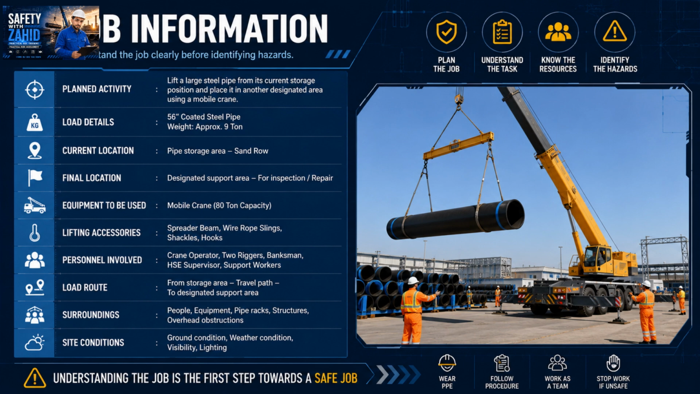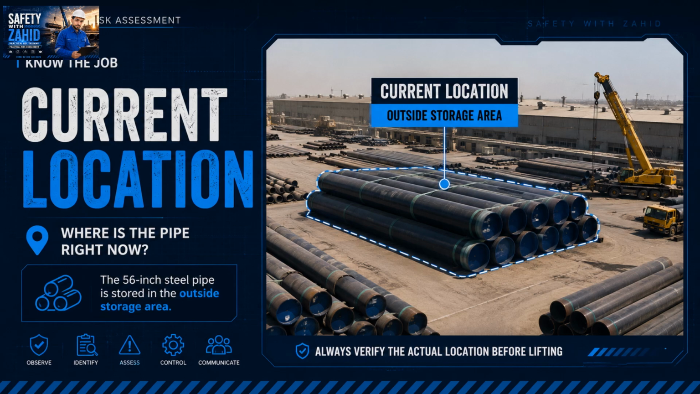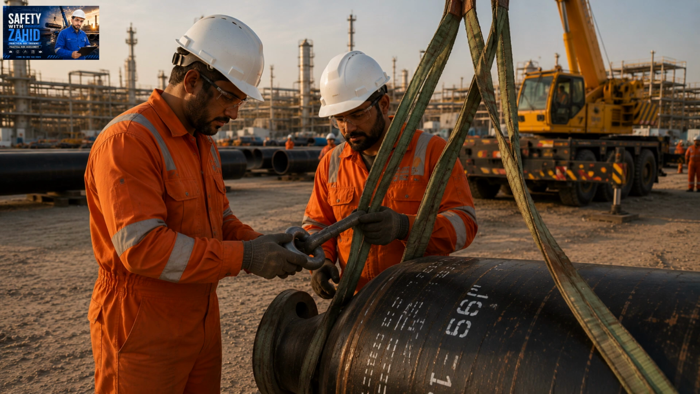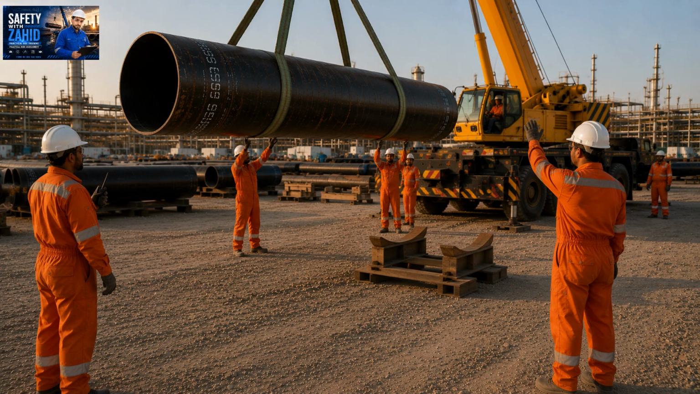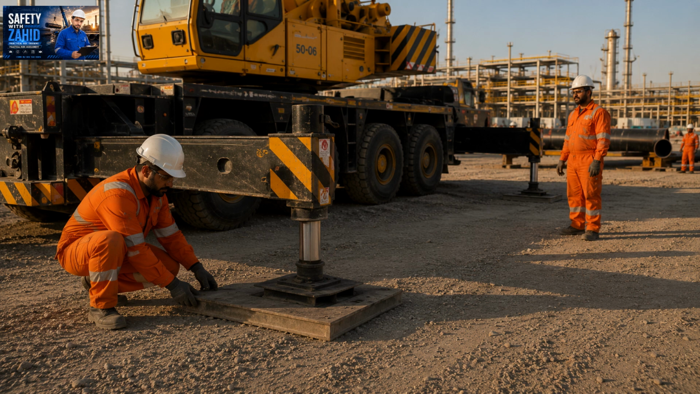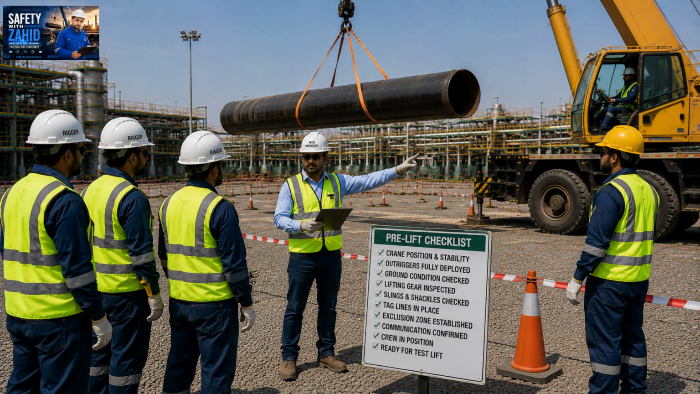Like what is the weight and size of the pipe, where it is currently located, where will it be placed, which crane will be used, what lifting accessories are required, who will attach and control the load, what route will the suspended load follow. Are there people, equipment, pipes, structures, or overhead obstructions nearby? What are the ground and weather conditions? These details matter because we cannot assess a job that we do not fully understand.